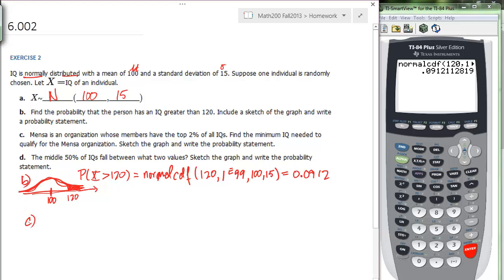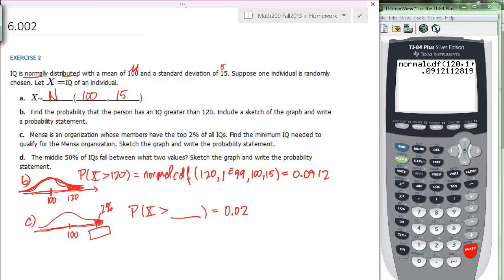Part C. Mensa is an organization whose members have the top 2% of all IQ scores. So in this case, instead of looking for the probability or the area, they give us a 2% area, and they want to know what value separates the top 2% from the rest of them. So we want the probability that a random variable is bigger than some number, so that we have the top 2%.